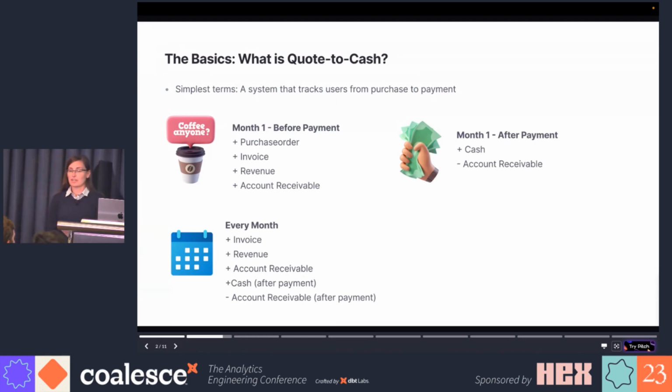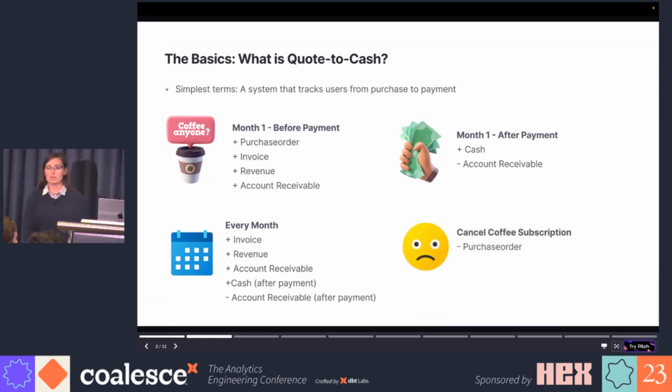Now, eventually you get tired of your coffee subscription and you decide to cancel. We're sorry to see you go, but at that time on the accounting side, we're going to cancel out the purchase order because you no longer have an active coffee subscription. Now, this is a very simple example. We will talk through lots of other examples as we get into this. This is just to make sure we're all on the same page with, at a high level, what quote-to-cash is meant to track.